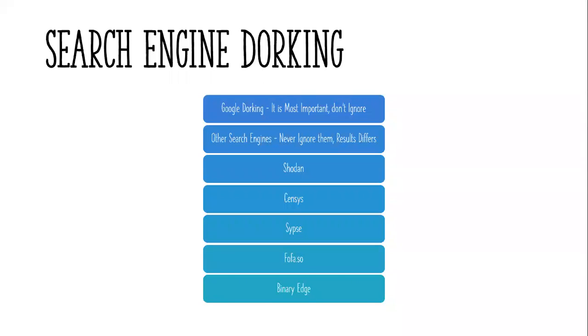Most people ignore search engine dorking. They think it's a very complicated and tedious process, but it is not. If you use the proper dorks, you can actually get some good information out of them. Then we have Shodan, Censys, Spice, FOFA, and Binary Edge. Yes, let's see them in practice.